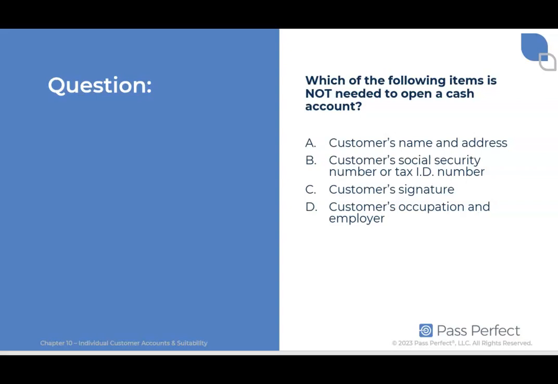Good deal. All right, let's share the screen. Okay, a few more questions for you. This one having to do with account activities and the procedures of accounts. All right, our first question here is, which of the following items is not needed to open a cash account? A, customer's name and address. B, customer's social security number or tax ID number. C, customer's signature. Or D, customer's occupation and employer.